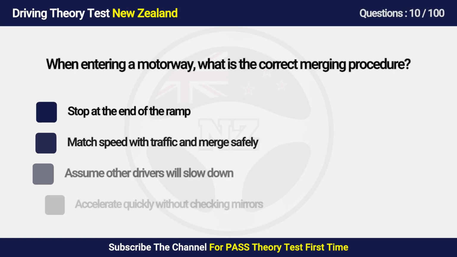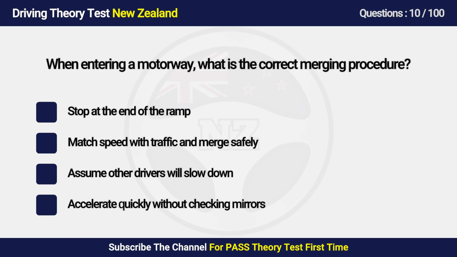Question 10. When entering a motorway, what is the correct merging procedure? A. Stop at the end of the ramp. B. Match speed with traffic and merge safely. C. Assume other drivers will slow down. D. Accelerate quickly without checking mirrors.